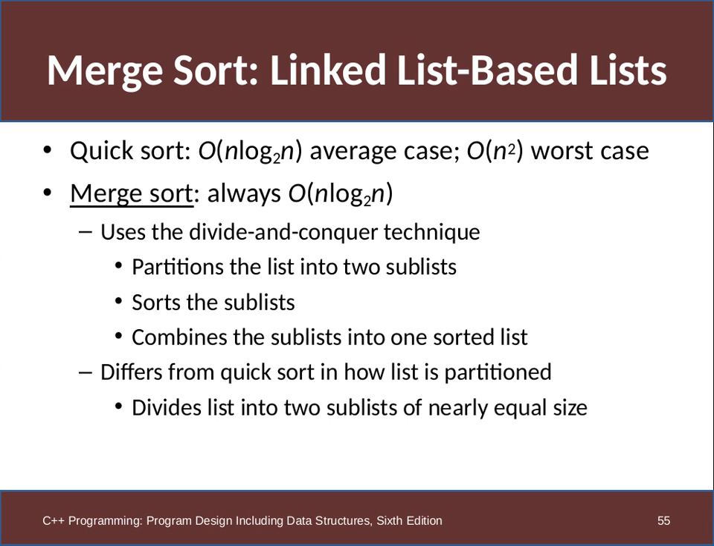It's still a divide and conquer technique, but it first partitions the list into two lists. It doesn't pick a pivot. It just straight out partitions the list into two separate lists, flat out. Then it sorts the sublists and then combines the sublists into one sorted list. So it's different in how it's partitioned. It doesn't have a pivot. It just flat out partitions them in two and then combines them together.